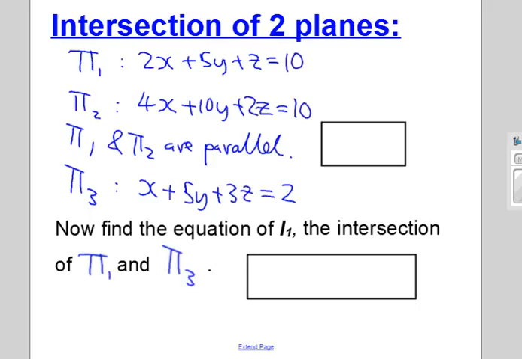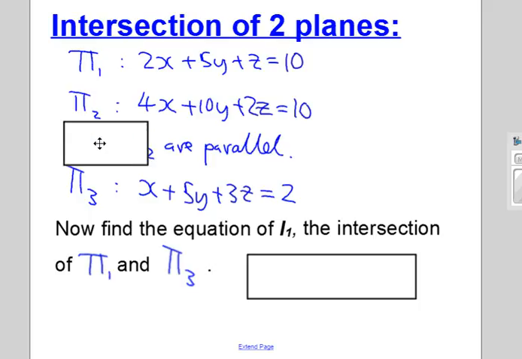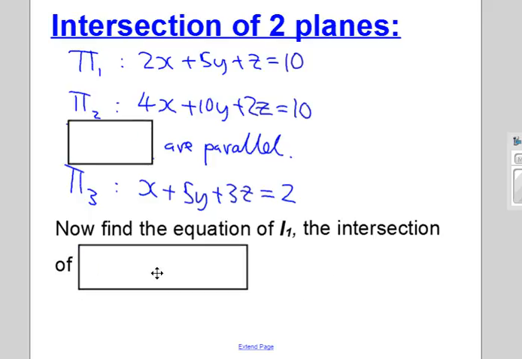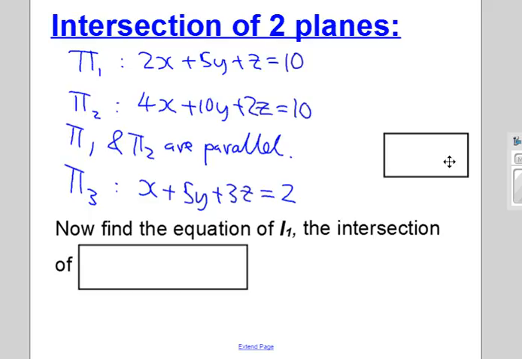Welcome to our sixth video in which we're looking at the intersection of two planes. I wonder if you can spot which of these planes are parallel. Yes, you probably noticed, I forgot to cover up the answer. Pi 1 and pi 2 are parallel.